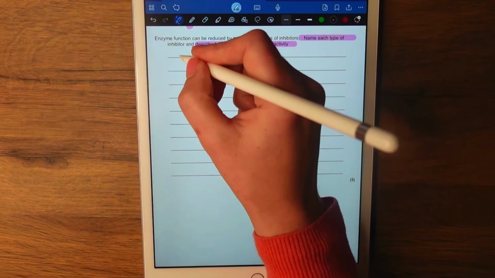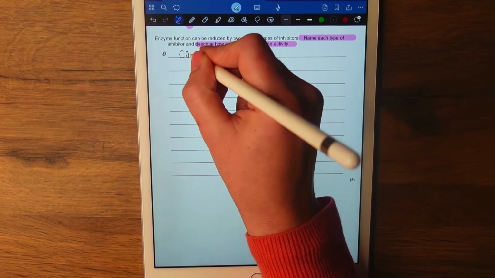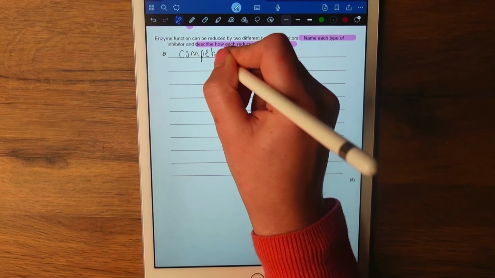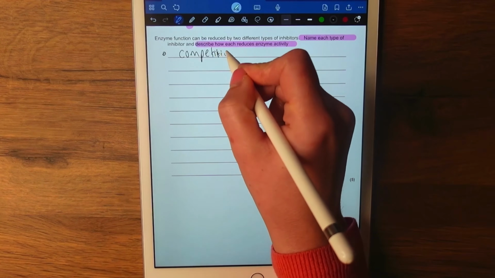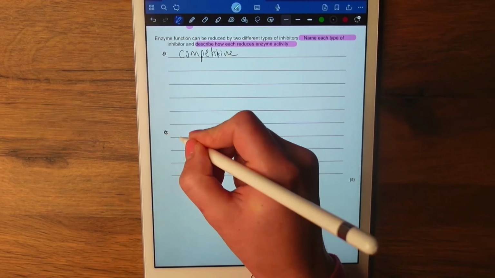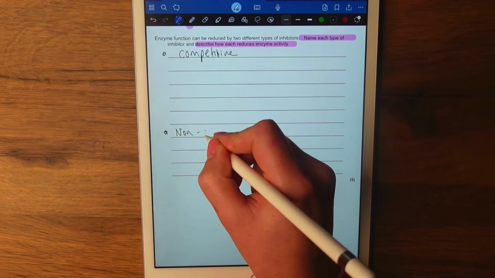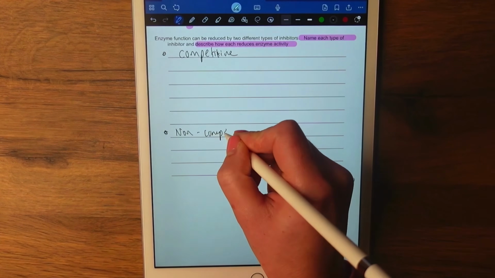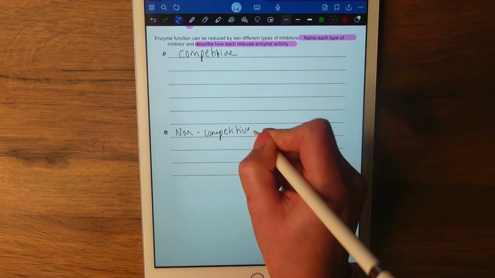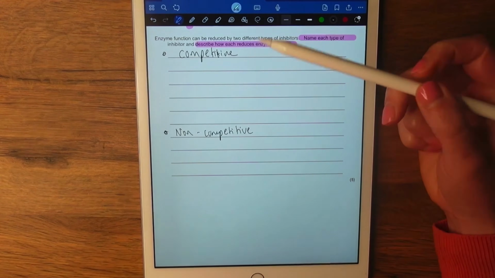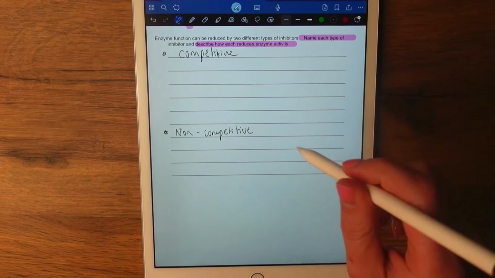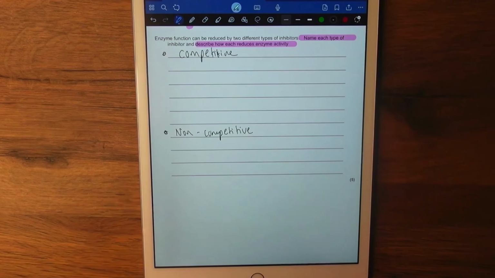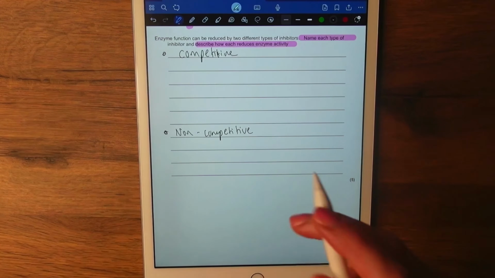So let's do competitive up here, and I'll do non-competitive down here. So that will be 2 marks straight away, or maybe it'd only be 1 mark, I don't know, but naming the 2 types. The rest of the marks will be for describing how each reduces enzyme activity.